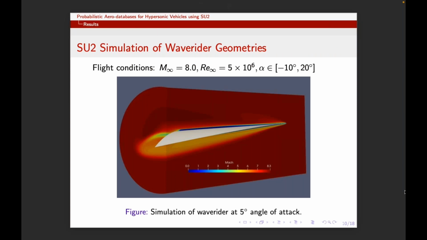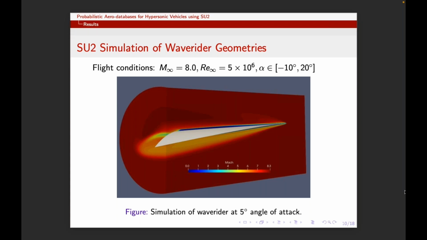So to talk about the simulations that we're using, we looked at a particular flight condition indicative of a hypersonic glide trajectory with a free stream Mach number of 8, Reynolds number of 5 million, and we varied the angle of attack between -10 degrees and 20 degrees. That's a reasonable range for what we might expect. Typically, these vehicles are going to see max lift over drag at around something like 5 degrees. So this bounds the relevant attitude profile that we might see.